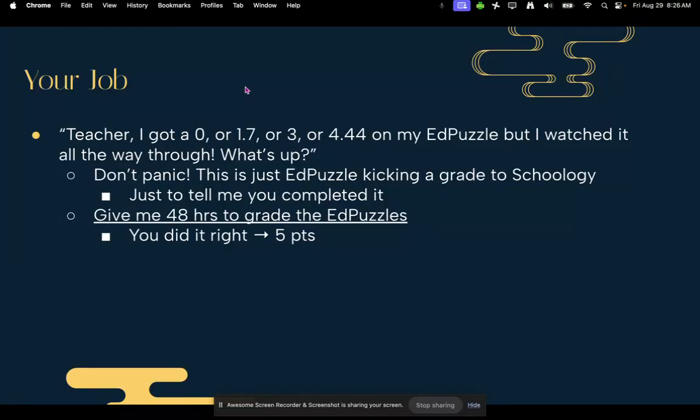All right, you might also be like, teacher, I got a 0 or a 1.7 or a 3 or a 4.44 on my Edpuzzle, but I watched it all the way through and answered all the questions. What's up with that? Again, don't panic. This is just Edpuzzle kicking a grade into Schoology. It's just telling you that you completed the assignment. Now I, as the teacher, need to go in and grade it, so give me a couple days to do that. Typically, Edpuzzles are worth about 5 points. Sometimes they vary, but if you get a weird number at first, that's why.